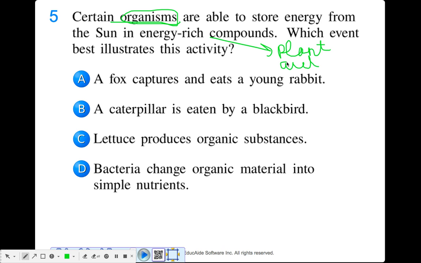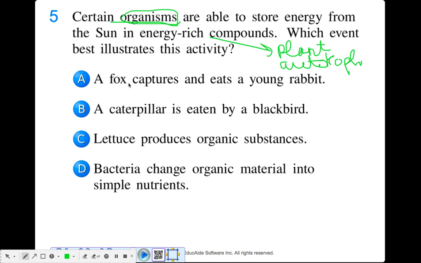So let's look at which ones of these are, I just spelled autotroph wrong, T-R-O-P-H. There's got to be a better way for me to write on these. Okay, so which one of these is a plant? And by the way, what is the energy-rich compound that we're storing it in? That's glucose, right?